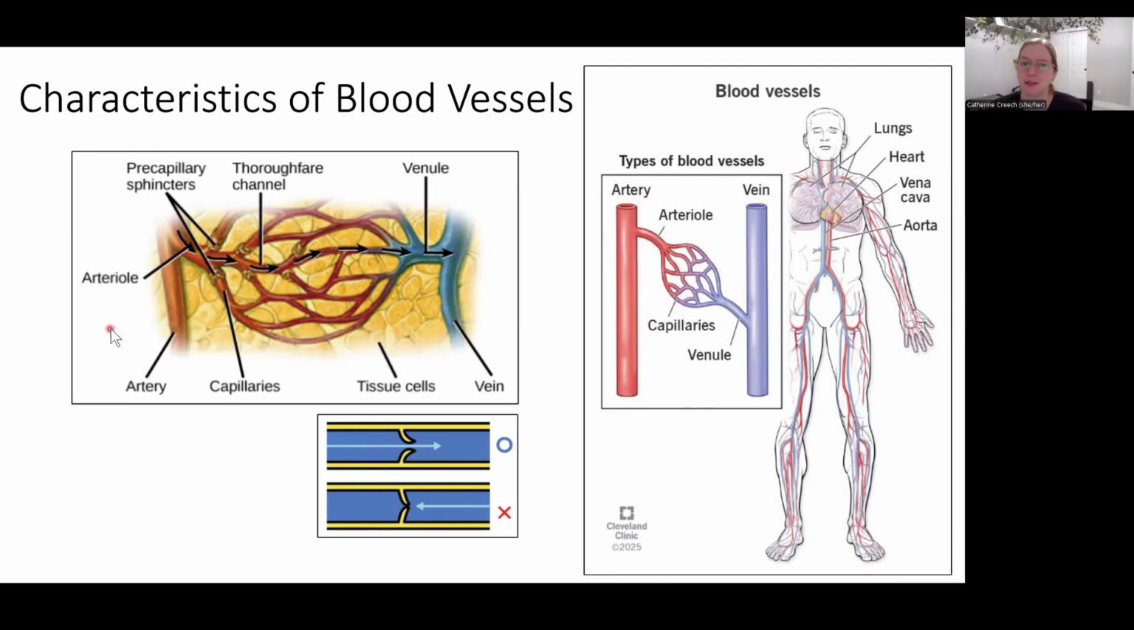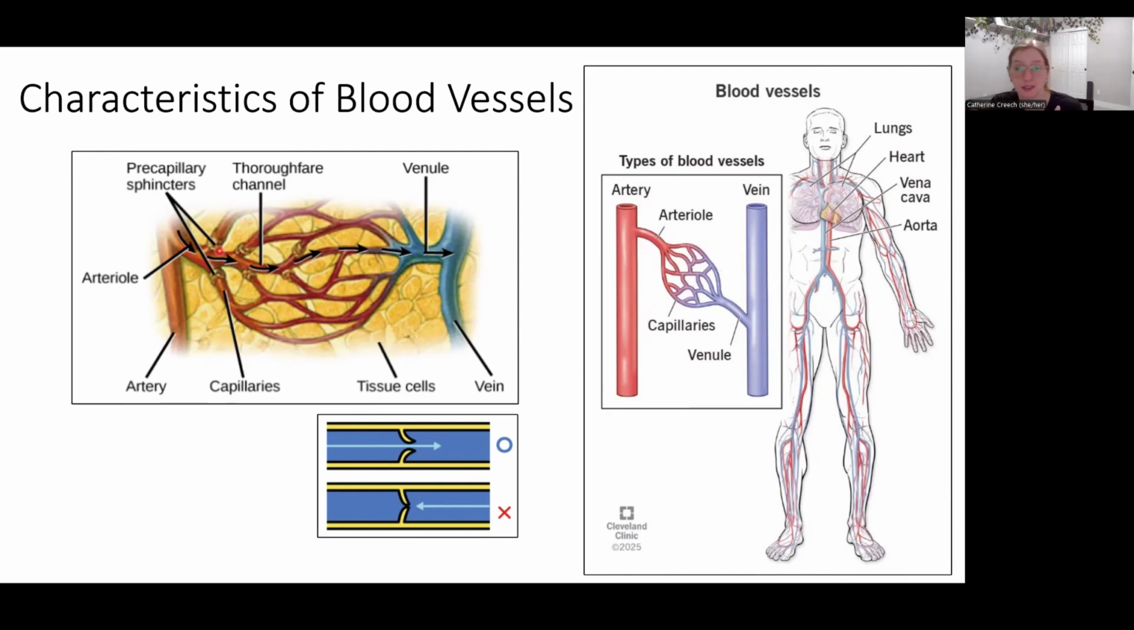Here we have another image of our arteries leading to our arterioles, to our capillary bed, to our venules, to our veins. I like this image because it shows you that there are little tiny smooth muscle cells around your capillary beds called precapillary sphincters. That controls where you're sending your blood. So those will tighten or release based on the needs of the cells.